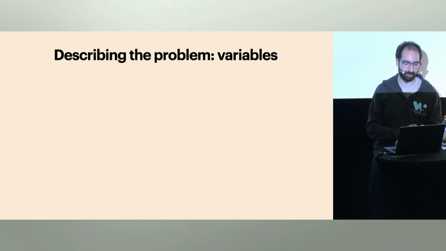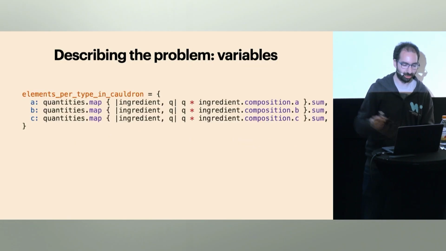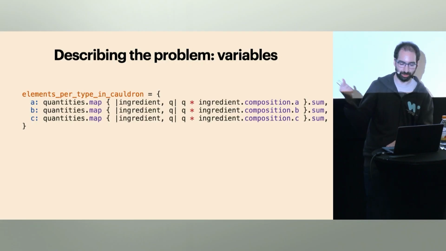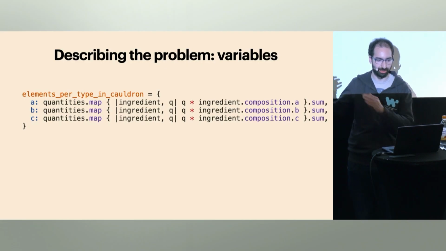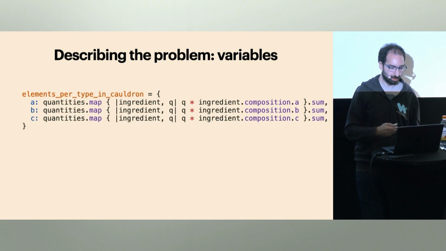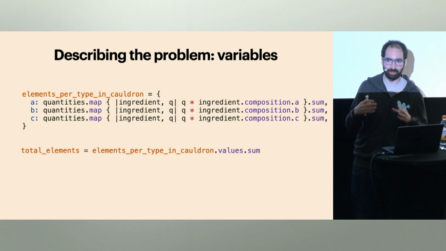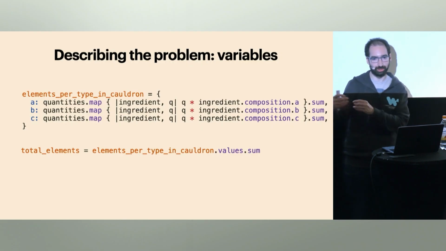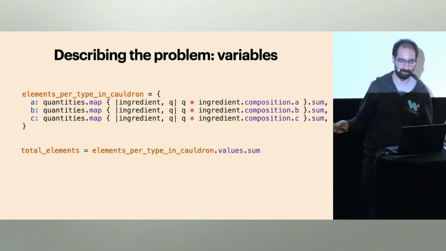So what we can do, for example, is those are elements per type in Cauldron. I'm just going to use ABC for now to simplify, but it's the same thing. So you have these quantities, and then you can multiply them by the composition of the ingredient, and then you can sum everything. That'll give you the total elements on your Cauldron. Again, you don't know what the quantities are, but if the quantities are this, then you can just sum, they call a normal sum, Ruby sum on it.